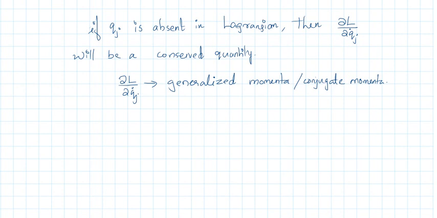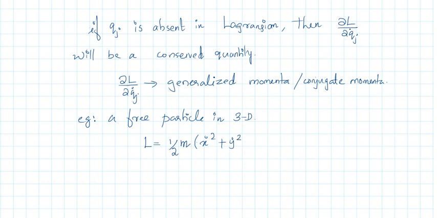If you consider a free particle in three dimensions, what is the Lagrangian? Since it is a free particle, potential energy will be 0. There is only kinetic energy, and in three dimensions, the kinetic energy will be half m x dot square plus half m y dot square plus half m z dot square. This is the Lagrangian for a free particle in three dimensions.